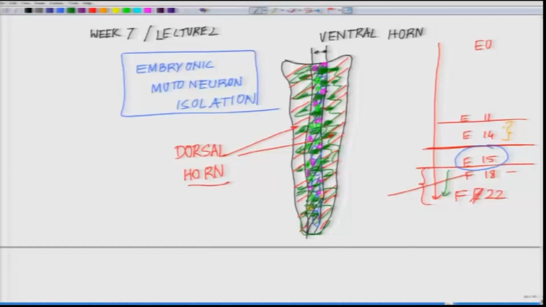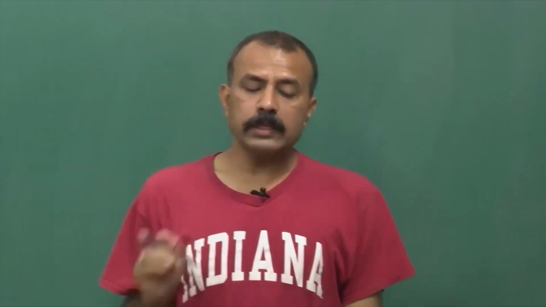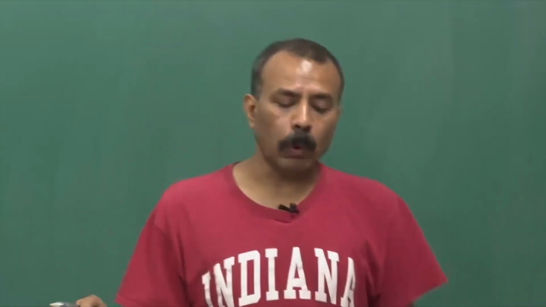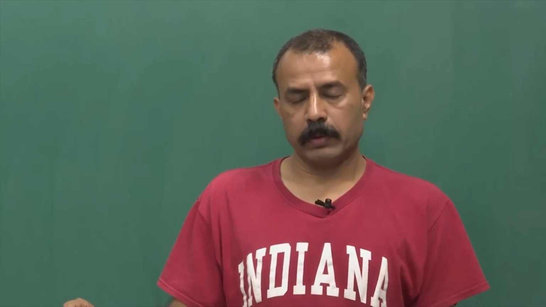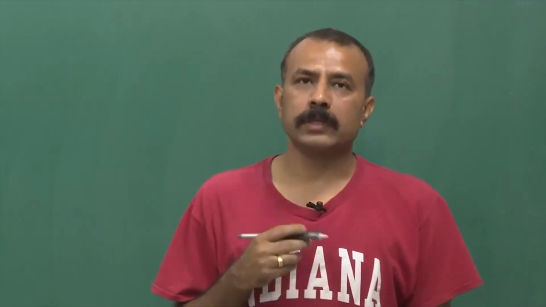But say for example, if somebody uses this paradigm which is supposed to be followed at E15, and you try to use it at E18, it's just not going to work. I mean, you will get a lot of contaminating other cell types, right. So, these are some of the points where I wish that you people should invest your energy whenever you are doing cell sorting.